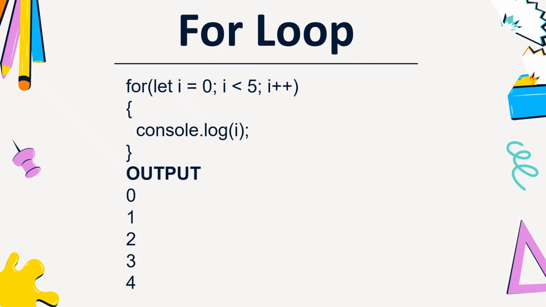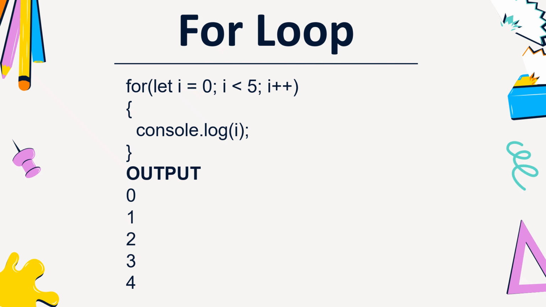For loop. Now let us see a simple example of a for loop. In the for loop, let is a keyword. We are initializing the variable i to 0. After that we are checking the condition whether i is less than 5. Up to less than 5, the process will get repeated. And then next is the increment part, i++. This increment part will increment the value by one at each step.